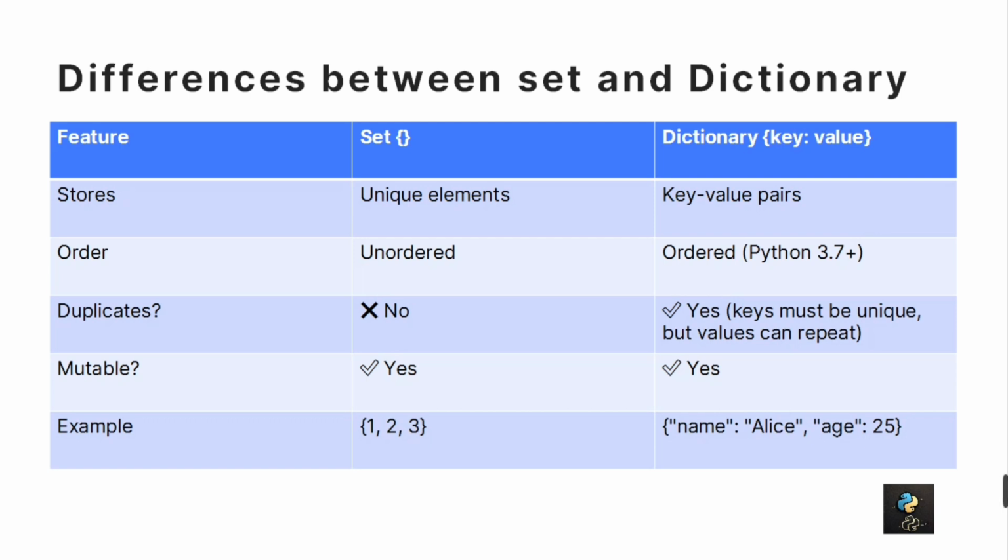And a set is mutable, meaning we can do operations like adding and deleting elements from the set. A dictionary also supports modification of its elements. You can see the example as well, like how the set is represented and how the dictionary is represented.